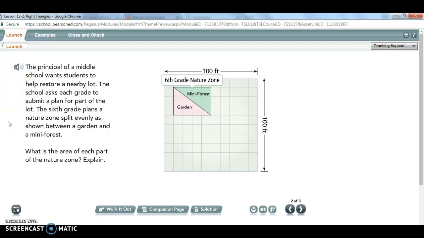The principal of a middle school wants students to help restore a nearby lot. The school asks each grade to submit a plan for part of the lot. The 6th grade plans a nature zone split evenly as shown between a garden and a mini forest. What is the area of each part of the nature zone? Explain.